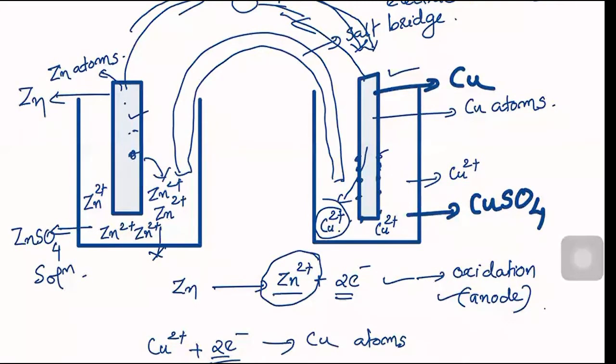See, now what happens to the thickness of the copper rod? Every time copper atoms get deposited on the copper rod, the thickness of the copper will increase. Thickness increases. See, on the left side, zinc thickness reduces; on the right side, the copper thickness increases. This reaction is acceptance of electrons. Copper ion accepts electrons and becomes copper, right? Acceptance of electrons is known as reduction. And where the reduction happens, that electrode is known as cathode.